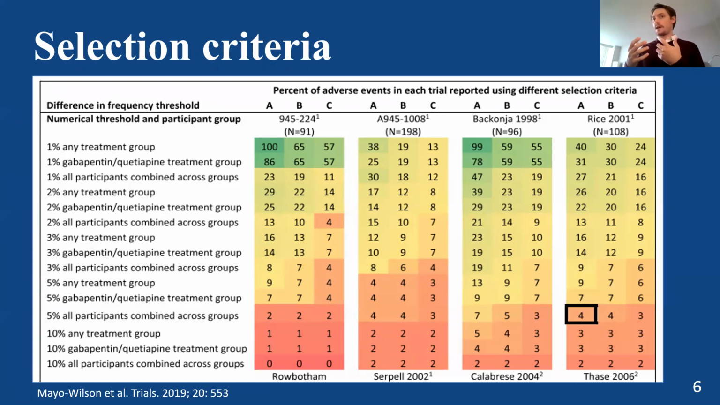So this figure shows the proportion of collected harms that would be reported if articles used a given criteria. Outlined in the black box is a criteria that was used in Rice 2001. This was a trial of gabapentin for neuropathic pain. Using that criteria of 5% of all participants combined across groups with no difference in frequency threshold, if you compare those harms reported that way with the full unpublished data of all the harms that were collected across the trial, only 4% of collected harms were reported.